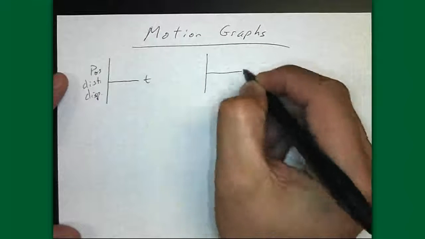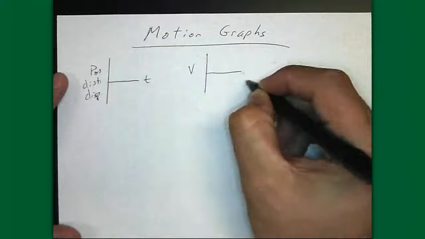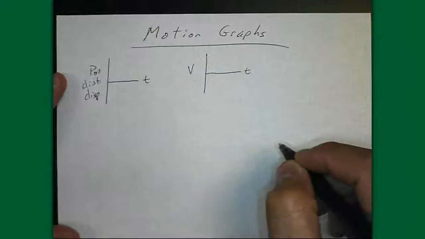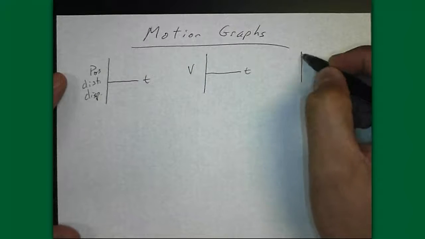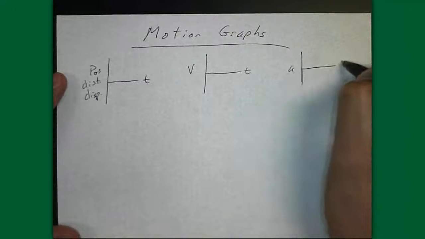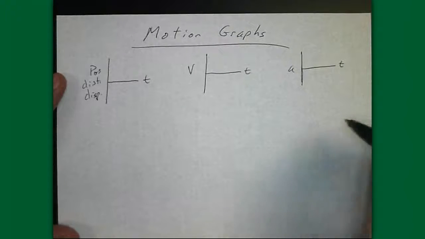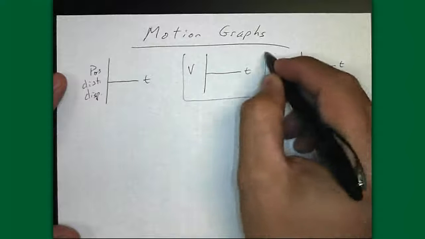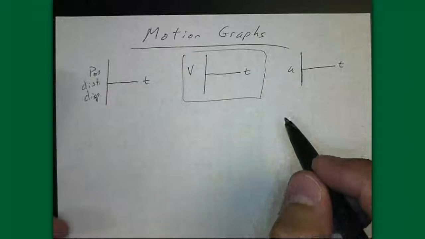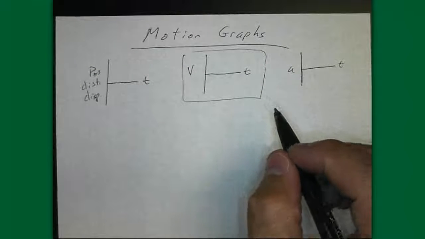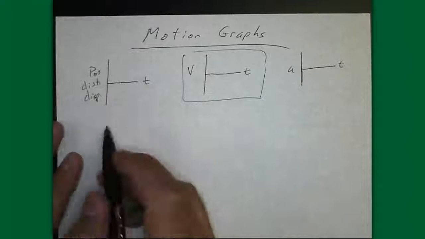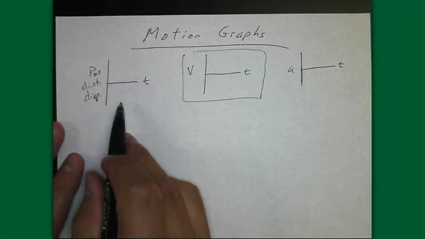Another type of graph that we said there was is a velocity versus time graph. And the third type of graph is acceleration versus time. I want to focus on this velocity versus time graph in this segment. To start out with that, let's remember position versus time. Let's remember all the things that we've learned about that.